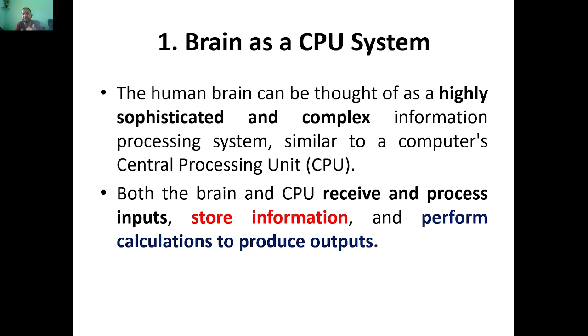Even the CPU does the same thing. That was about the brain; the CPU also does the same thing. You give the input, it receives it, it processes the input, it stores the information, it performs the calculation, then it will produce the output. Finally you get the output, go home. Understood? So that's how the brain and CPU work together.